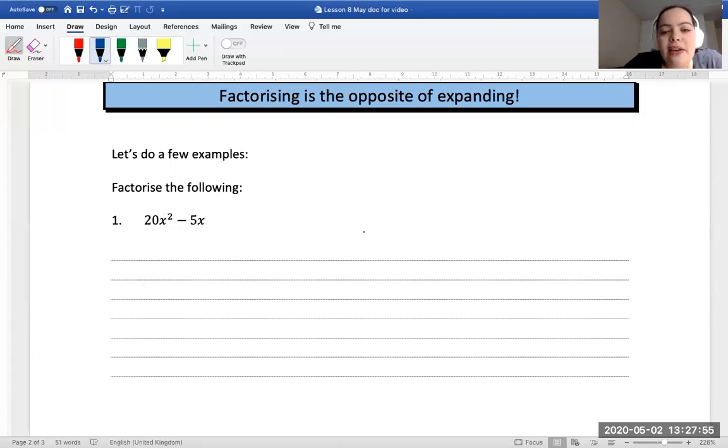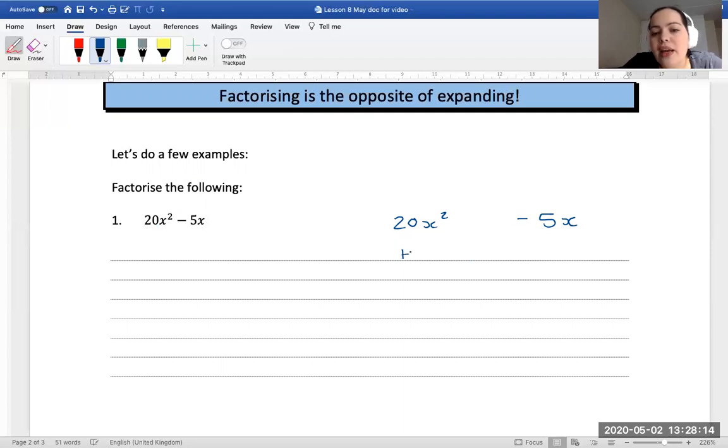All right, so let's have a look here. We're dealing with 20x squared and minus 5x. See how I've included that minus, it's still part of that. So I ask myself, what's the highest common factor between 20 and 5? So again, we just started with the numbers.